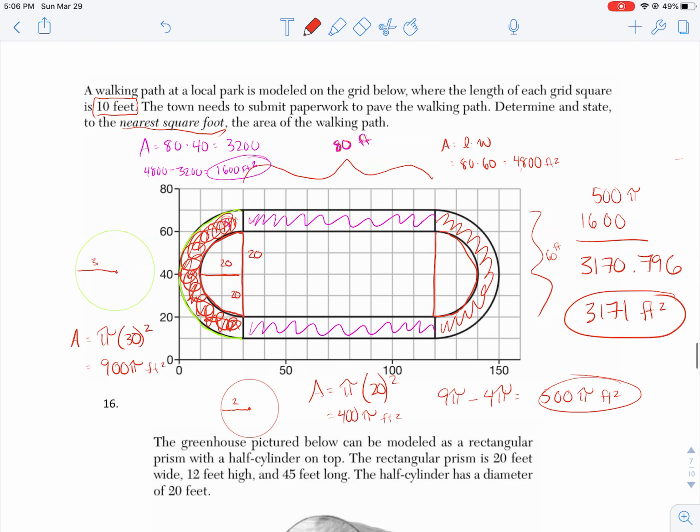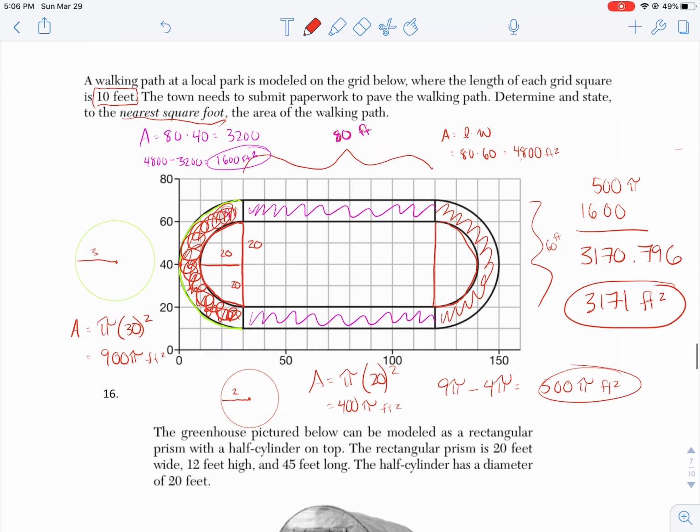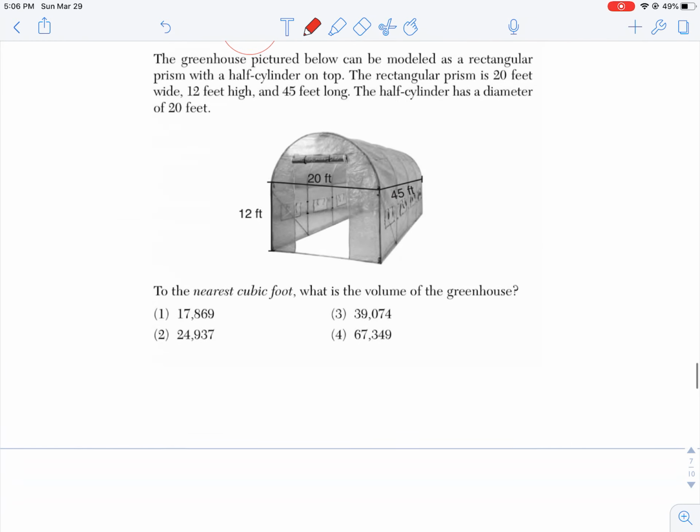All right, let's take a look at number 2. Hopefully you guys got that okay. Sorry about that mistake there, but hopefully that's what you guys got for your answer.